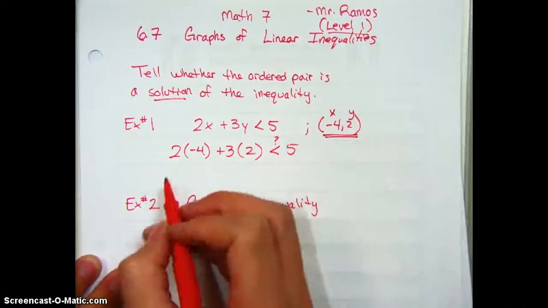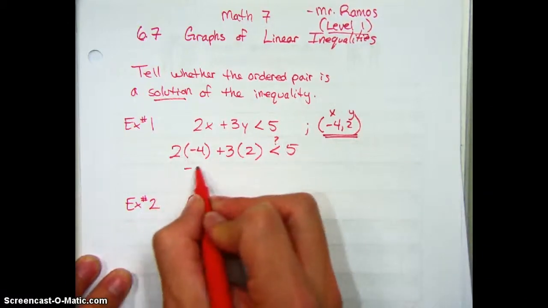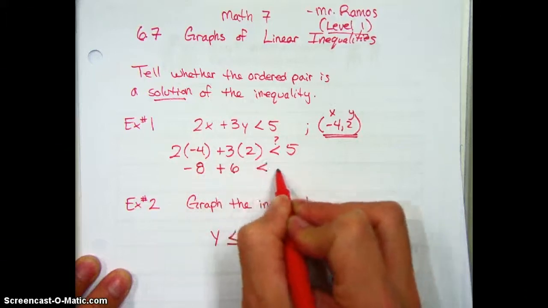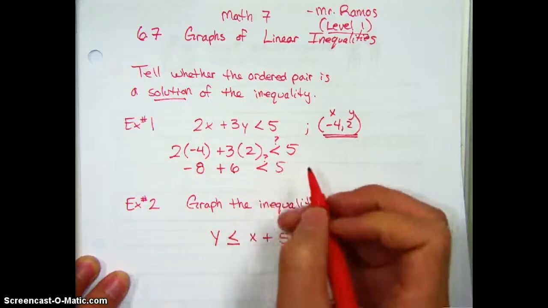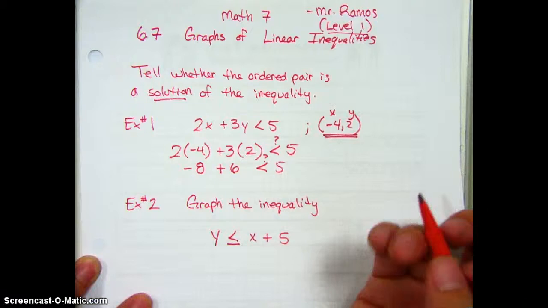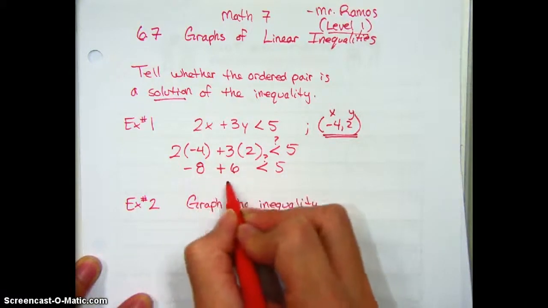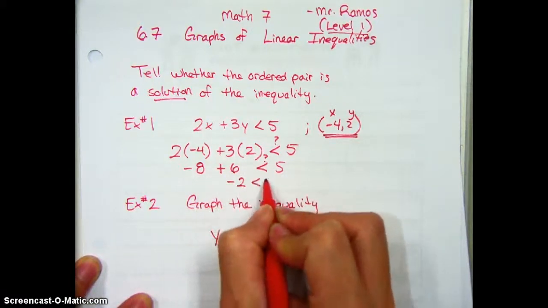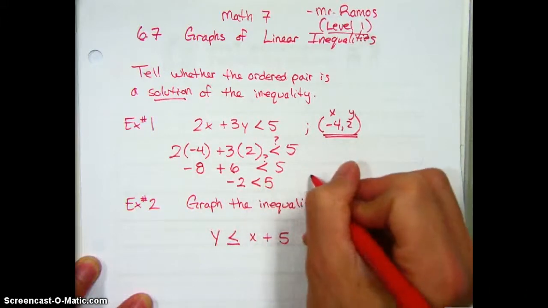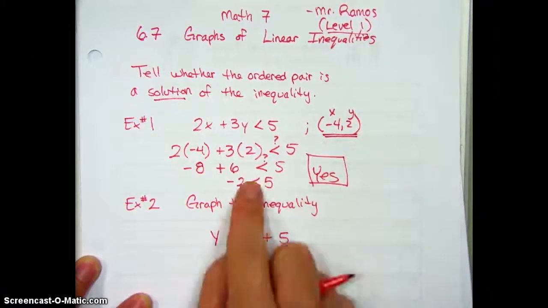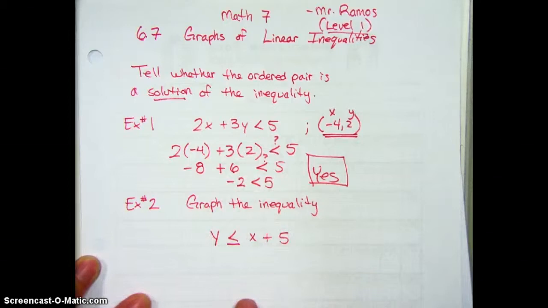So I do some simplifying here. 2 times negative 4 is negative 8. 3 times 2 is positive 6. And I still have to ask myself, will that be less than 5? So negative 8 plus 6 is negative 2. And sure enough, negative 2 is less than 5. So the answer here would be yes. Some of your homework looks like that. That would be the proof, the showing your work, if you will.